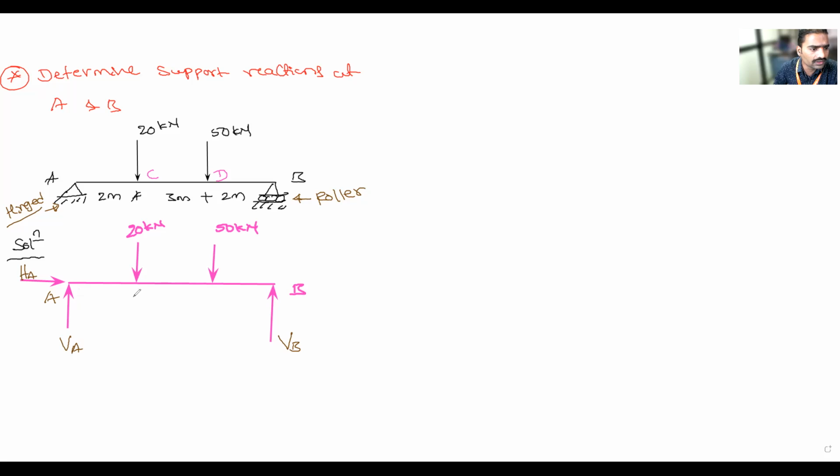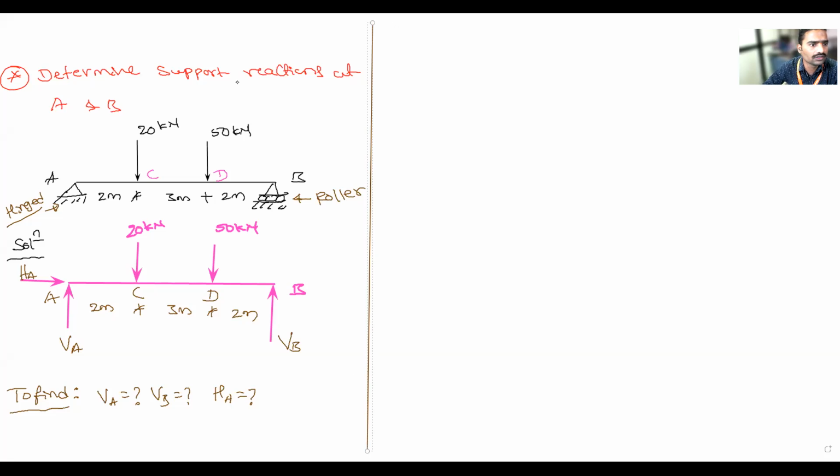Okay, so what is the distance? This is point C, this is point D. Up to C point it is 2 meter. From C to D, it is 3 meter. From D to B, it is 2 meter. So what do I need to find? I have to find out VA is equal to how much, VB is equal to how much, and next HA is equal to how much. Is it correct? Yes, sir. So how to find out all these things?